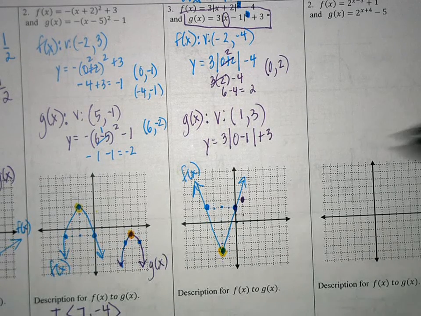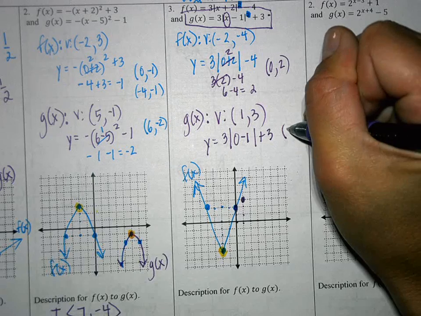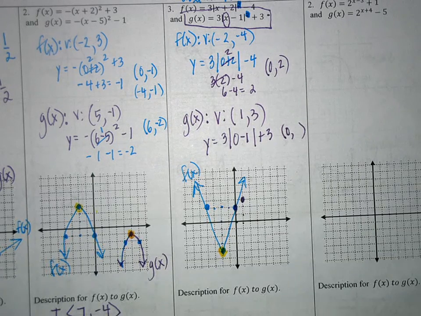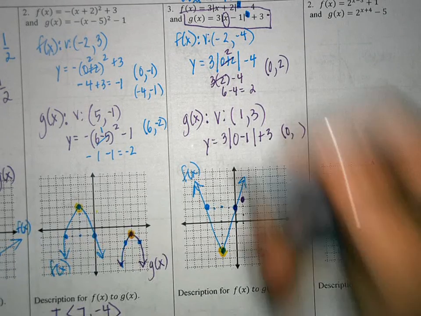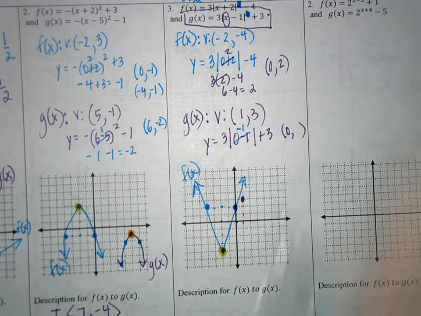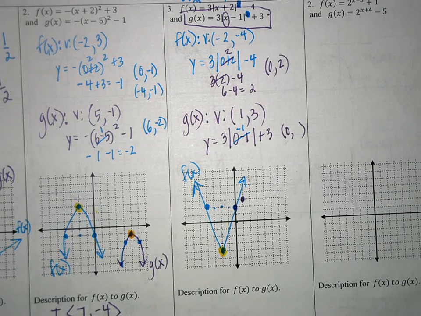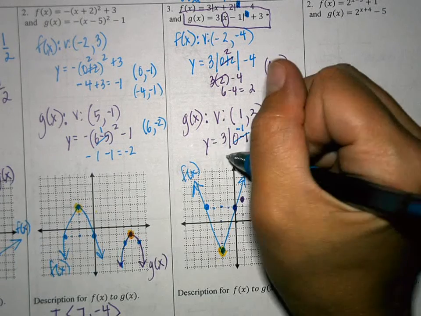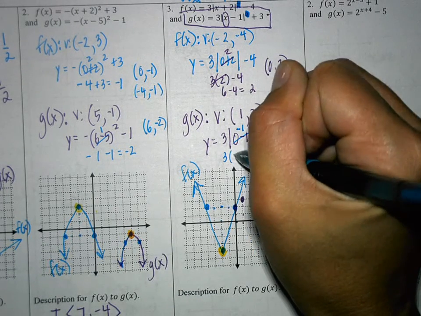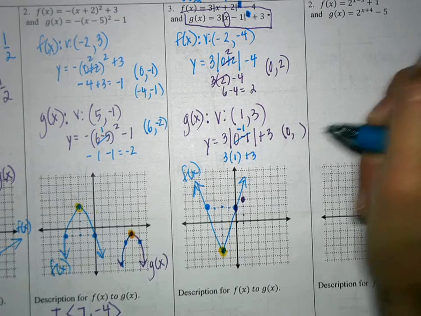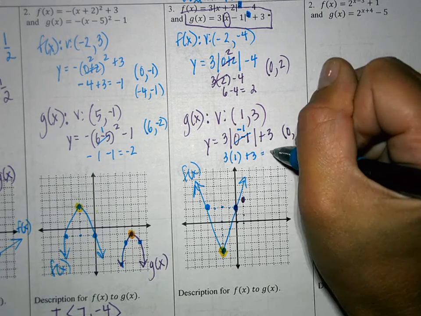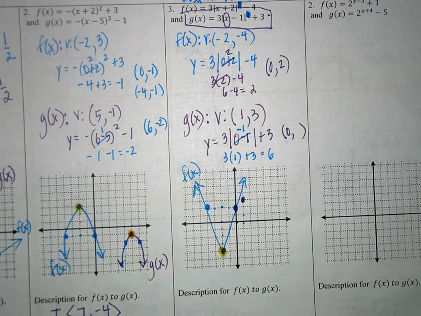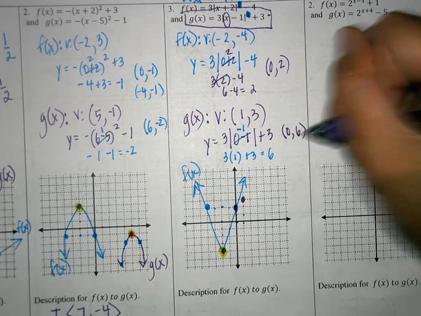So when I'm making my ordered pair here, 0 is my x value and I have to find the y. I find the y by simplifying. 0 minus 1 is negative 1. What's the absolute value of negative 1? 1. So we get 3 times 1 plus 3. What's 3 times 1? 3, and 3 plus 3 makes 6. So this ordered pair is 0, 6.